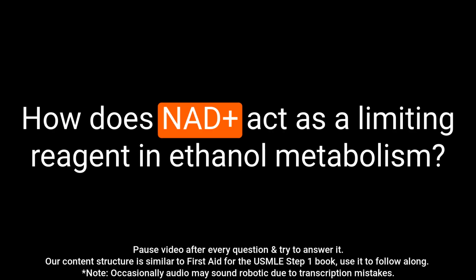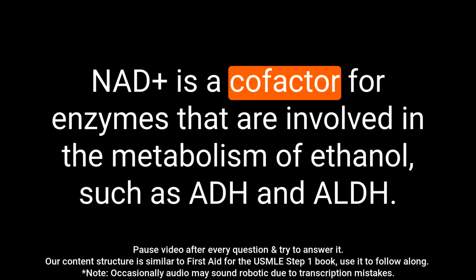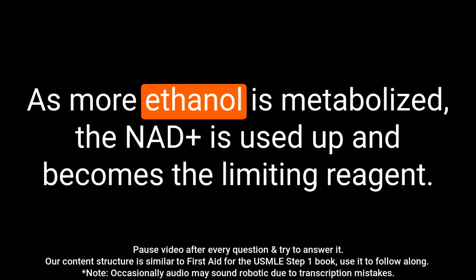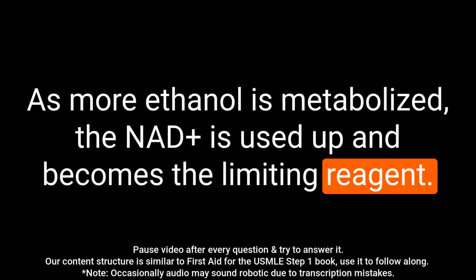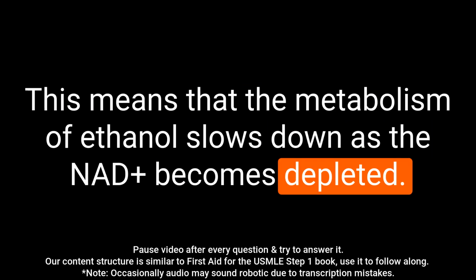Question: How does NAD plus act as a limiting reagent in ethanol metabolism? Answer: NAD plus is a cofactor for enzymes that are involved in the metabolism of ethanol, such as ADH and ALDH. As more ethanol is metabolized, the NAD plus is used up and becomes the limiting reagent. This means that the metabolism of ethanol slows down as the NAD plus becomes depleted.